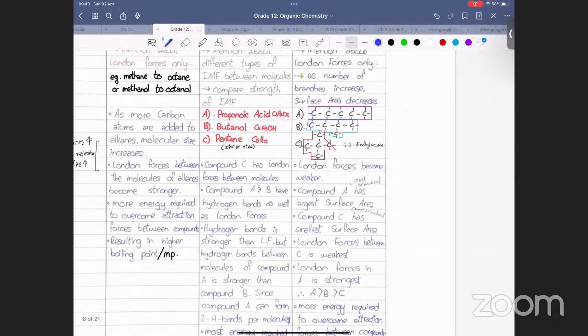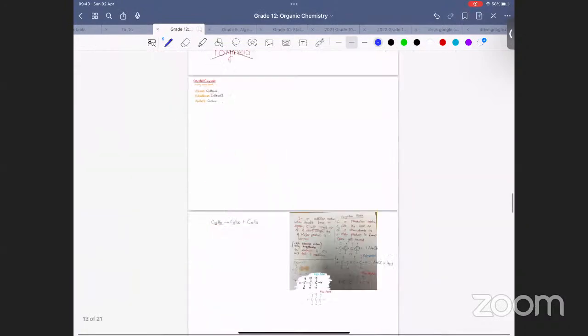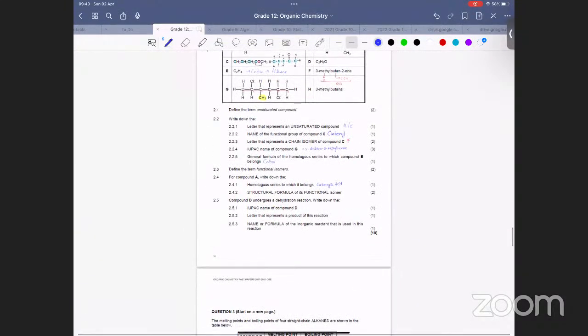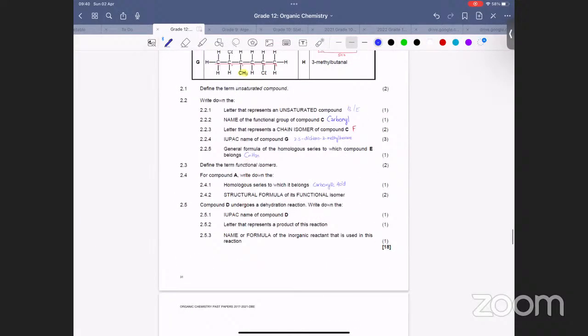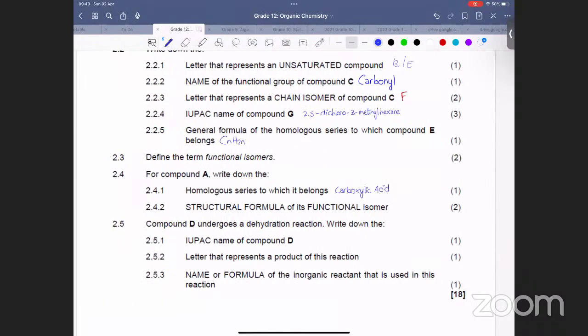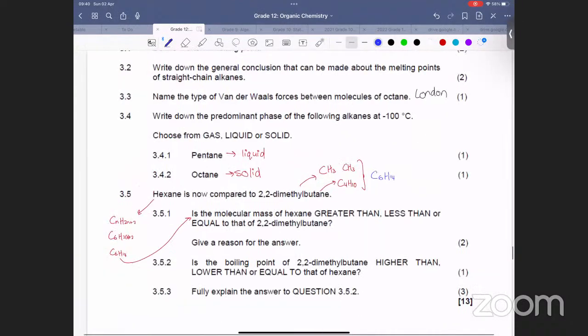Then we compare them exactly to each other. The London forces of 2,2 dimethyl butane are weaker than that of hexane. And therefore less energy is needed to overcome or break the intermolecular forces. So we give the answer, then we compare them. I hope that makes sense.